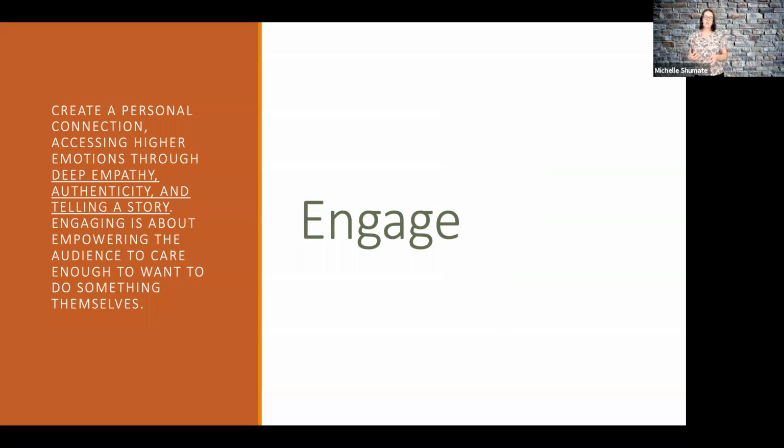The second piece of their model in this GET model is engage. And engage is all about that personal connection again. Ultimately, what you're after is to engage through deep empathy, through authenticity, and through telling a story. When you do that, you can begin to see how messages could become much more persuasive.